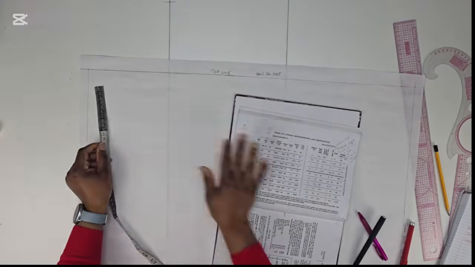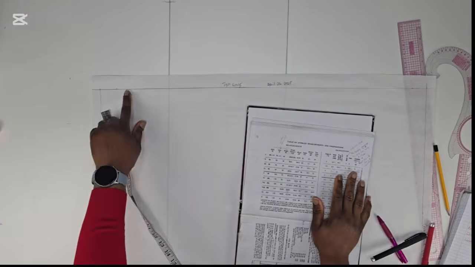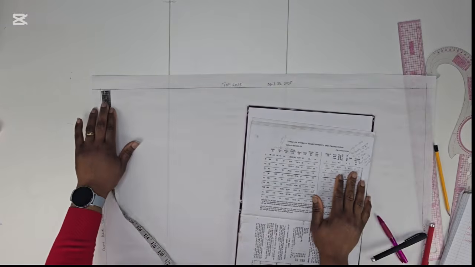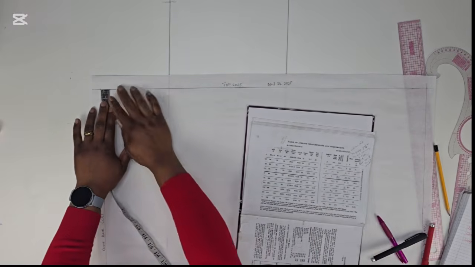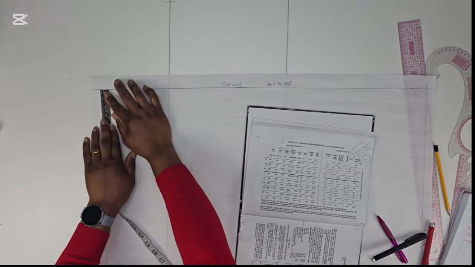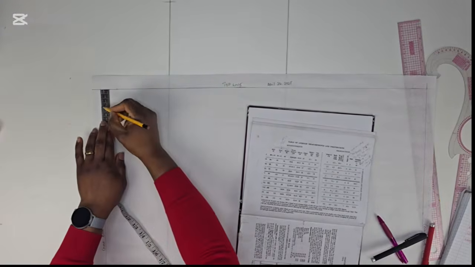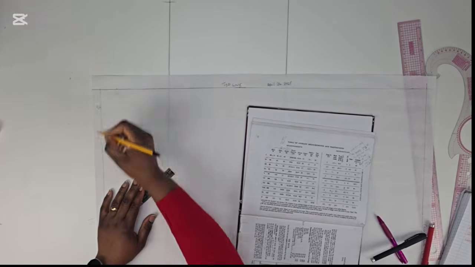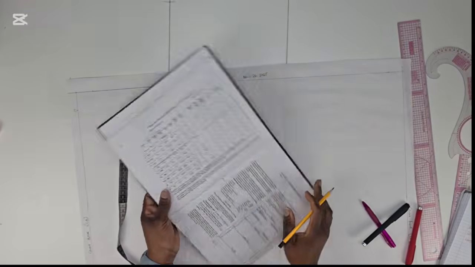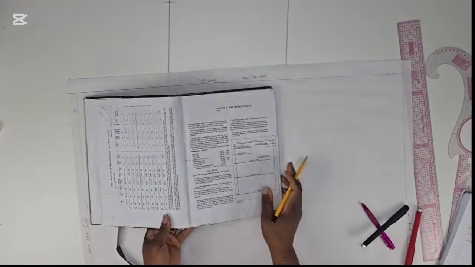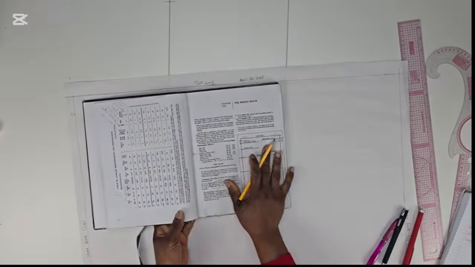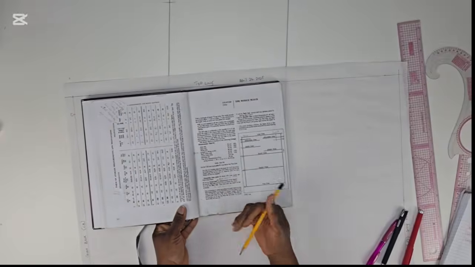I'll be using this tape so that you can possibly see. But basically what I'm doing now is from the top line, I'll put my tape touching the top line. And then I'll come down 4 centimeters on the center back line. So this is my 4 centimeters here. That is my point O. I'll put O there, just like it's done here, point O. So I'm going to be following the book so that you can see the progression.